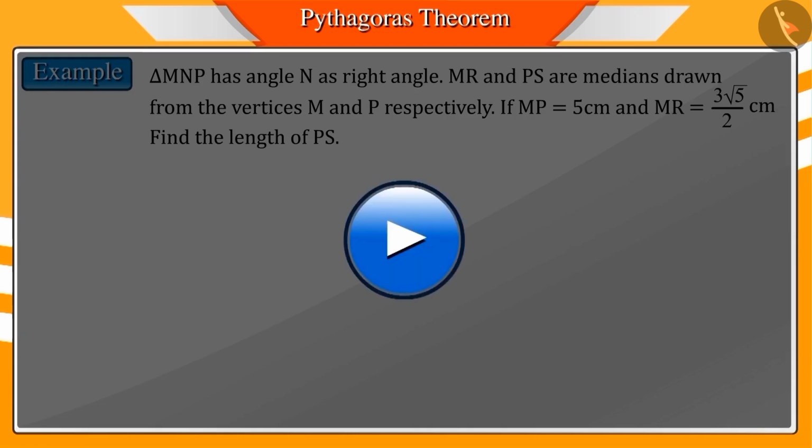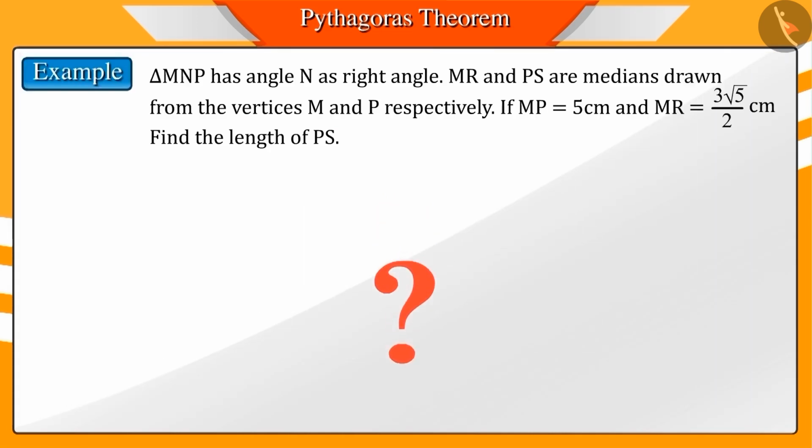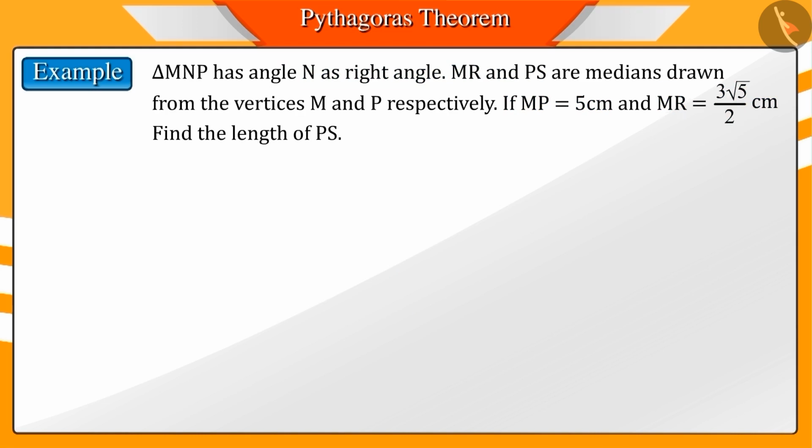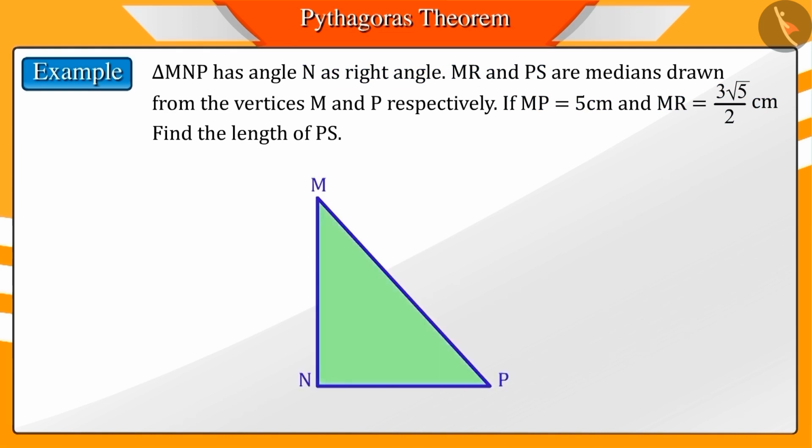Pause the video to solve the question and match your answer later. Can you tell me how you can solve the question? Absolutely correct. First of all, we will draw a figure based on the information given in the question. So let's draw. From the question, we know that the triangle is a right-angled triangle, so we draw a right-angled triangle, in which angle N is the right angle. Now from the points M and P, draw the medians MR and PS on their opposite sides NP and MN respectively, which divide the sides NP and MN respectively into two equal parts.